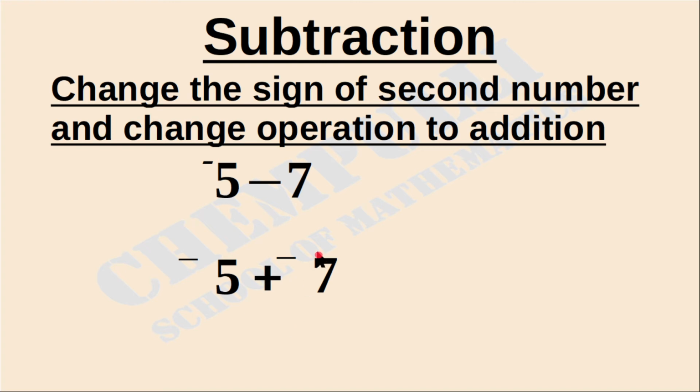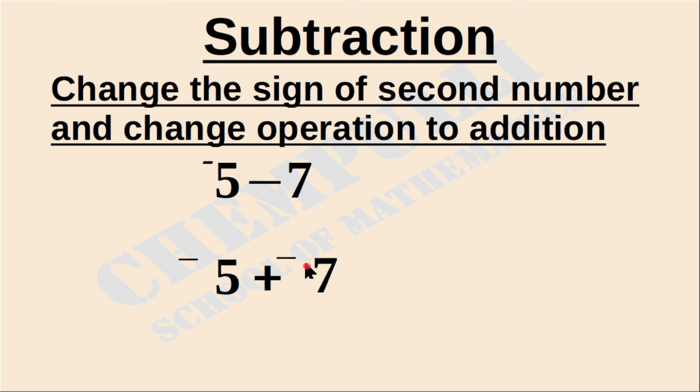One more important part here. The sign of 7 is not negative. What is the sign of 7? It is positive, because this minus represents the subtraction operation. Here only 7 means positive 7. We change that sign, and it becomes negative 7. Then change the operation into addition. Now check, the operation is addition.